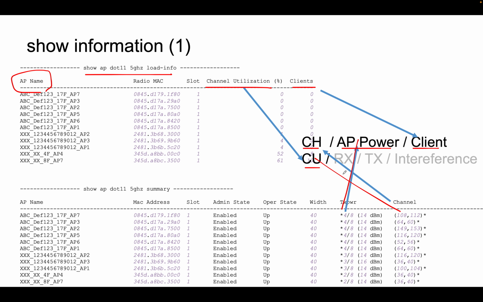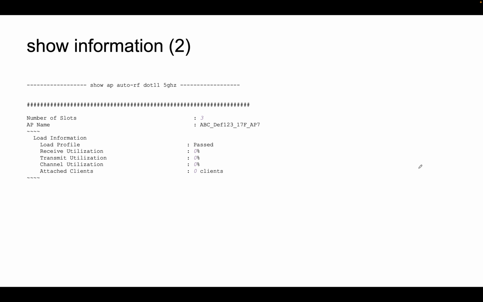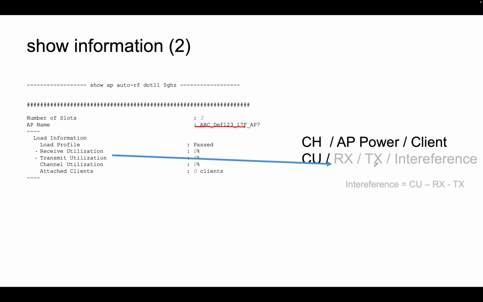And the other things are RX, TX, and interferences. It is located in this one, AP auto radio profile, .11 5 gig. The command is very huge. And here the AP name and RX, TX are over there. So I can calculate interferences. So I can get these seven things from the Showtech file. Simple.